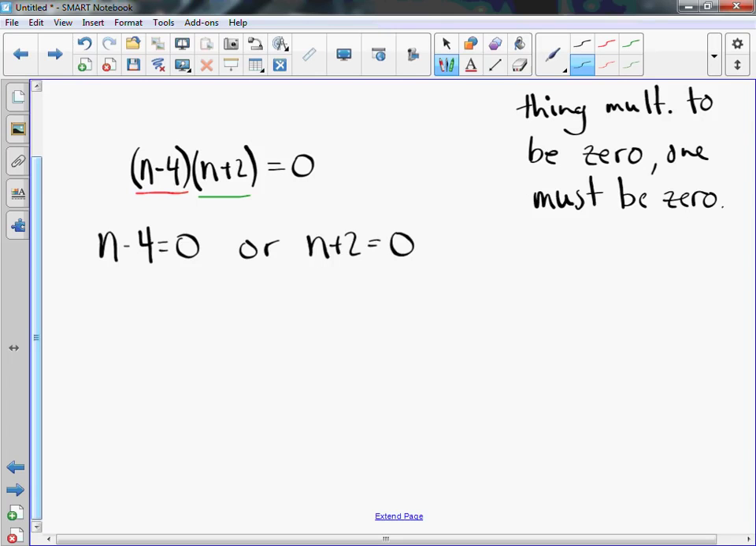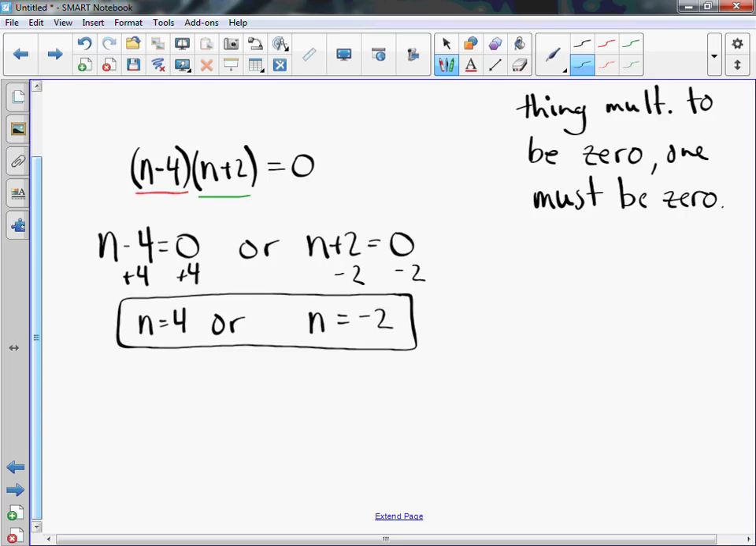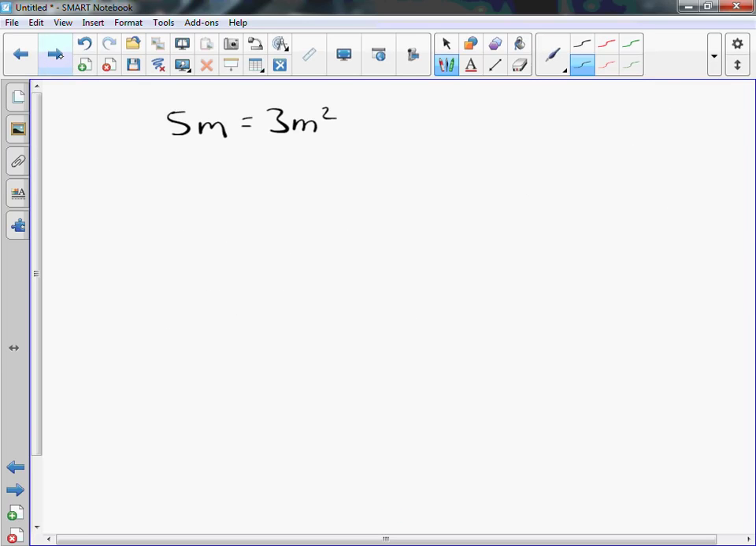So this one, n minus 4, we need to add 4 to both sides. So n equals 4, or over here we need to subtract 2 from both sides. n equals negative 2. And I have two solutions. Okay, so if two things are multiplied, one of them has to equal 0. So we use this word or in between there. Okay, let's look at one more of those.